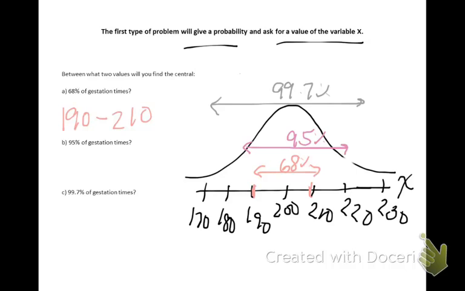95% goes with two tick marks from the mean. So we know that 95% of deer will have a gestation period between 180 and 220 days. 99.7% of the deer will have a gestation time between 170, 3 standard deviations below, and 230, 3 standard deviations above the mean.